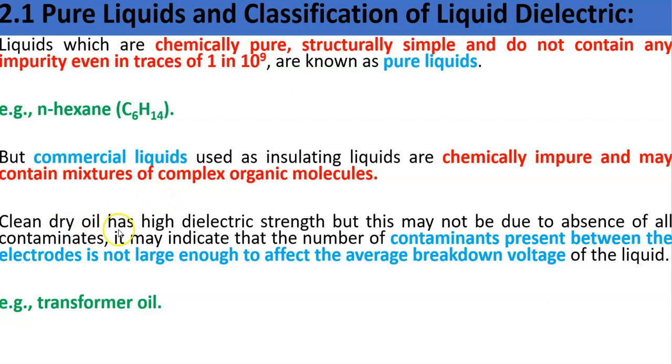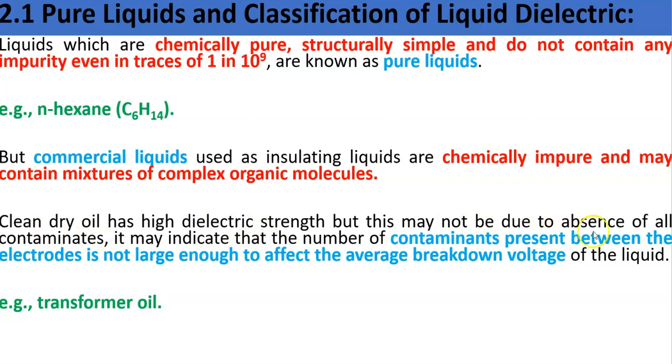So clean dry oil has high dielectric strength. Now when oil is clean and dry, definitely it will have high dielectric strength. Pure liquid will have the highest dielectric strength in megavolt per centimeter. Then commercially pure liquid will be moderate, and then commercial liquid will have less than both classes. So you can see when oil is clean and dry, it will have the highest dielectric strength.